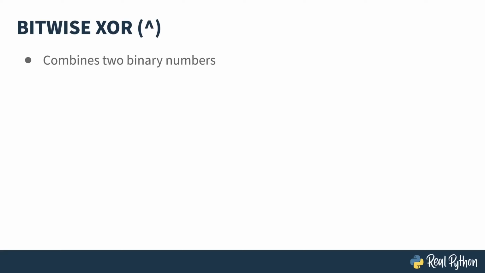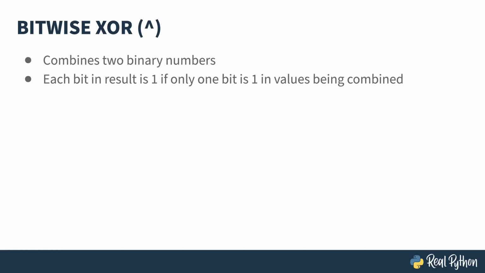Bitwise XOR, also known as exclusive OR, is usually a caret in most programming languages. Exclusive OR is like bitwise OR, except both values being 1 results in 0. Only one of the bits can be on exclusively. 0 XOR 0 is 0. 1 XOR 0 is 1. 0 XOR 1 is 1. And the exclusive part, 1 XOR 1, is 0.